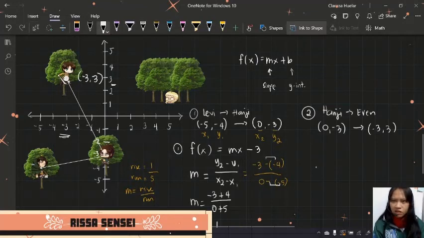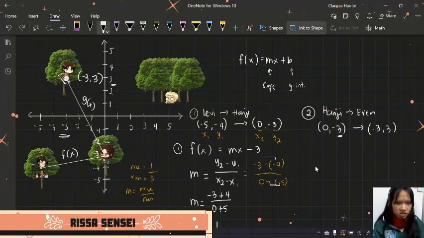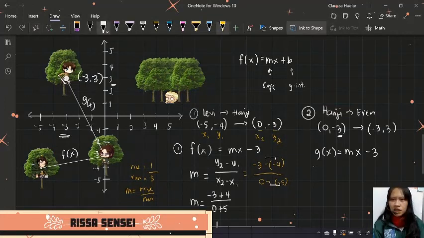So, it's the same. You can use this process. We already have the y-intercept, so let's just use that. This is f of x. Let's name this one g of x. So, g of x is equal to mx, and our y-intercept is -3, so minus 3. What we need is the slope of the line. Let's use the counting technique, rise over run.